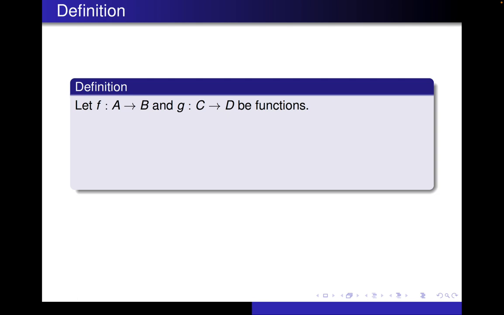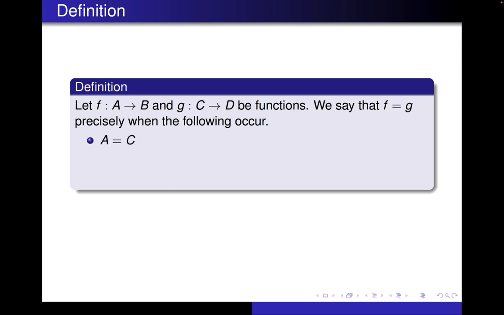All right, so here's our definition of what it means for two functions to be equal. Let f from the set A to the set B be a function, and g also from the set C to the set D. We say that f equals g precisely when the following occur, and all of these have to occur. First of all, A has to equal C.